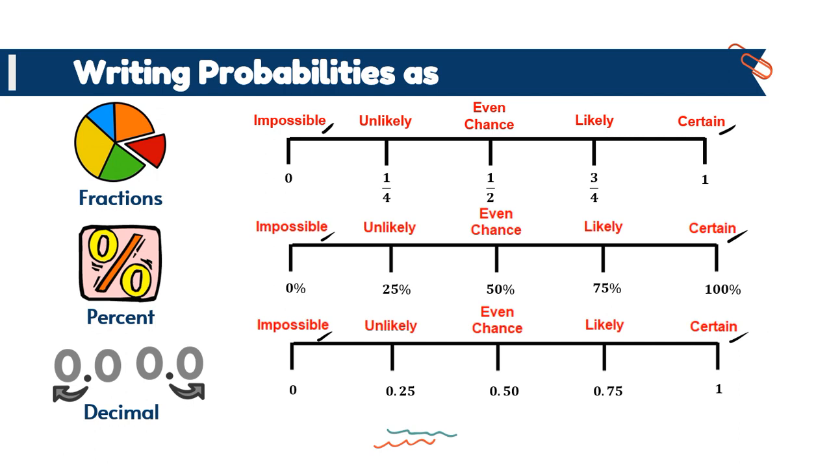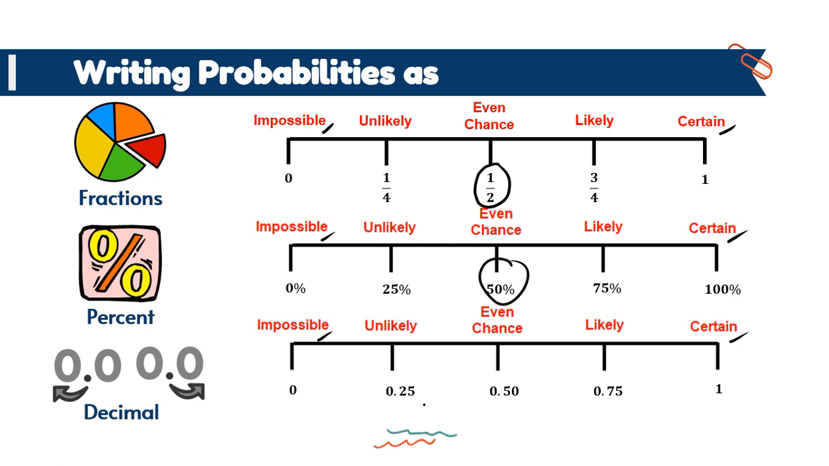Okay? Next, let's have the even chance. In fraction po, even chance, that is 1/2. Okay, kasi nasa gitna siya, no? Even chance, 1/2. And when we convert it into percent po, that is 50%.